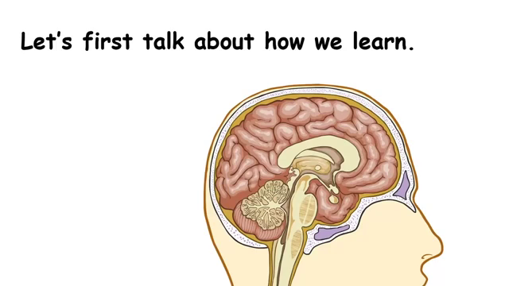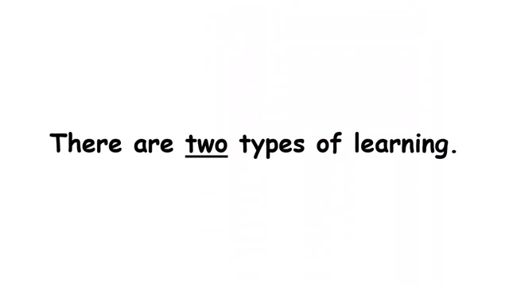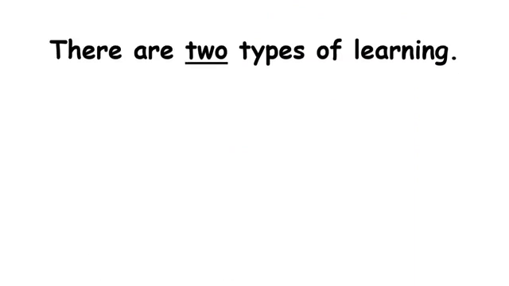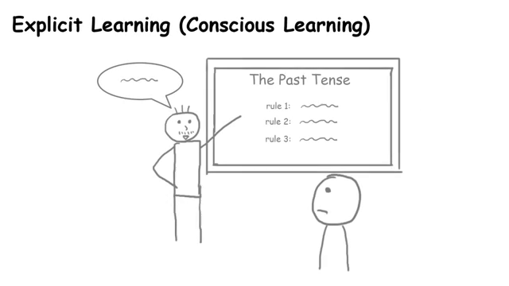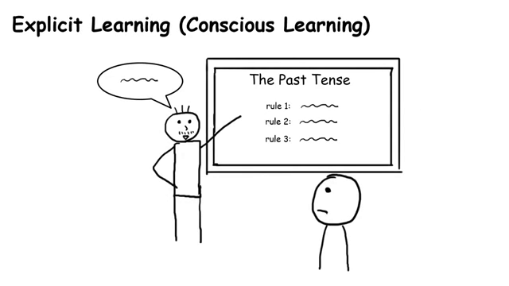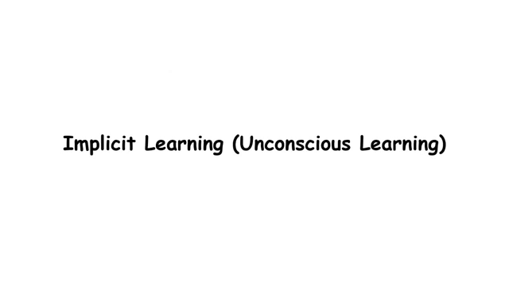So let's begin. The first thing you need to know is that there are 2 types of learning. The first type of learning is called explicit learning or conscious learning. This is the type of learning where the learner knows that he's learning something and also what is being learned. One example of explicit learning is studying grammar. When you listen to an English teacher explaining the past tense, you're learning English explicitly by consciously memorizing how to use the past tense.